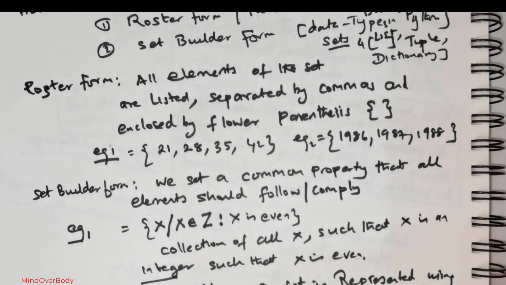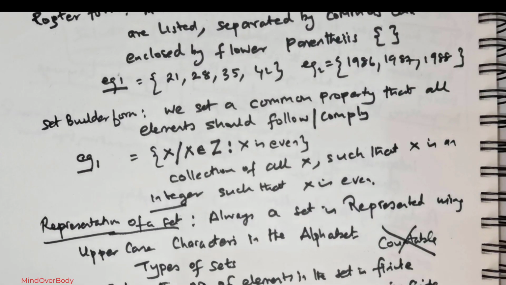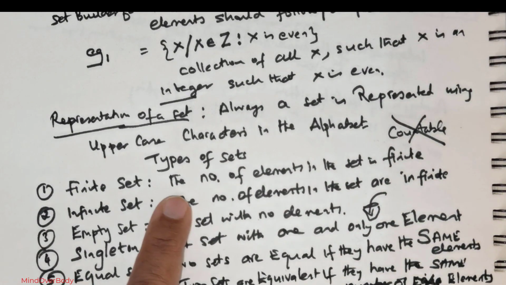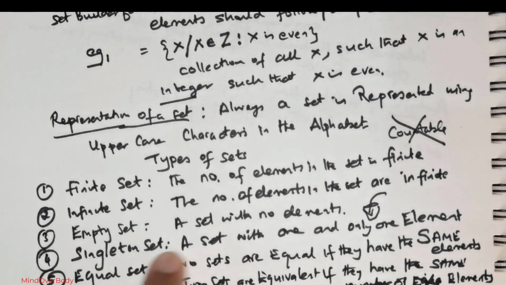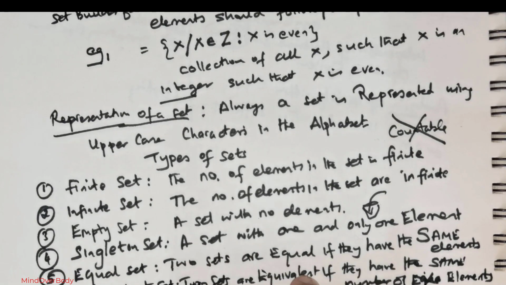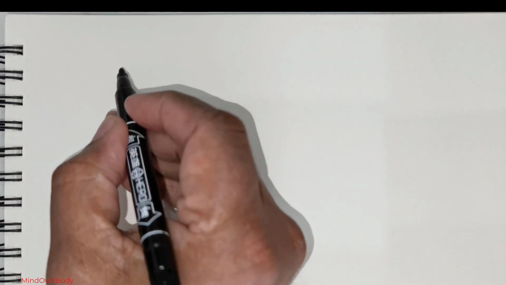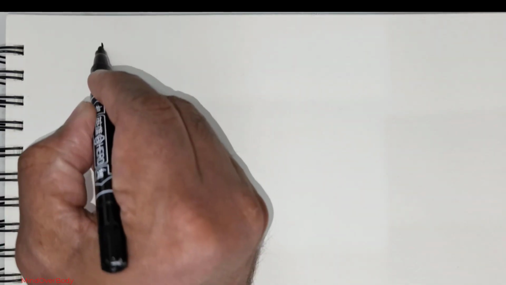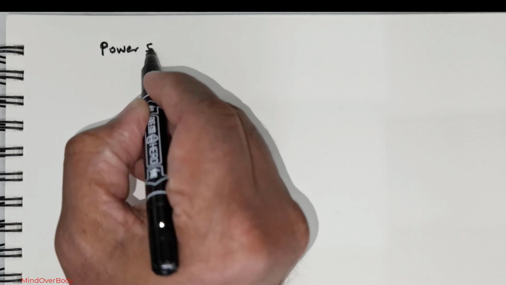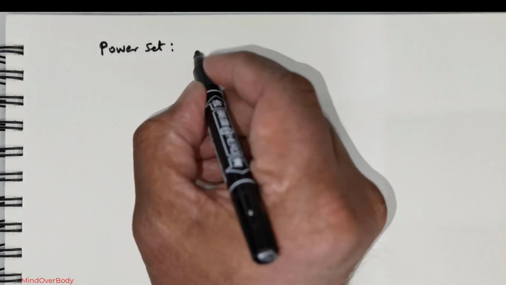to deal with the other set builder form, and then we add the different types of sets: the finite set, infinite set, empty set, singleton set, equal set, equivalent set. The list is not finished. I will have to move on. Okay, that's fine. So next comes the power set. This is also a very important concept. Power set. So what is a power set?